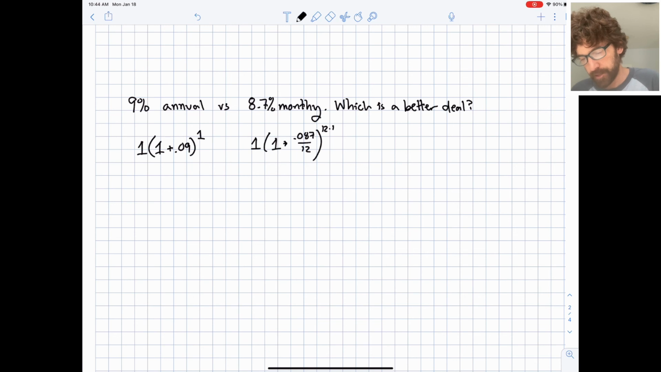Hopefully you can see on the left-hand side, we just simply get a 1.09. So if we invest $1, we'll have $1.09 at the end of the year. We have a little bit of math to do on the right-hand side.